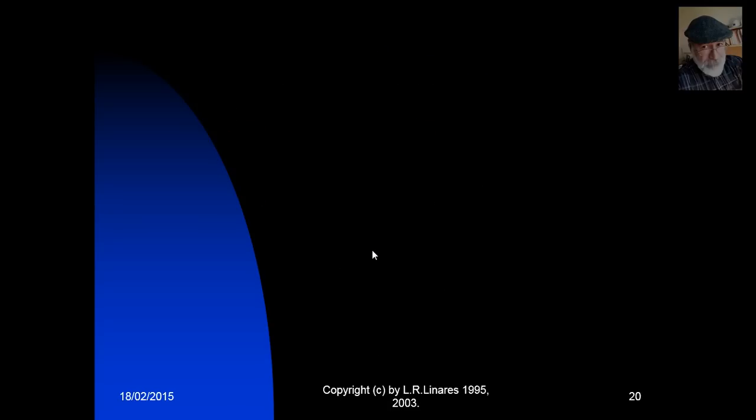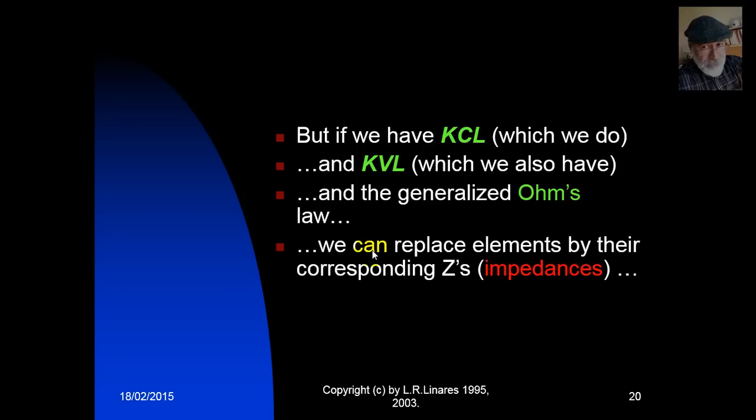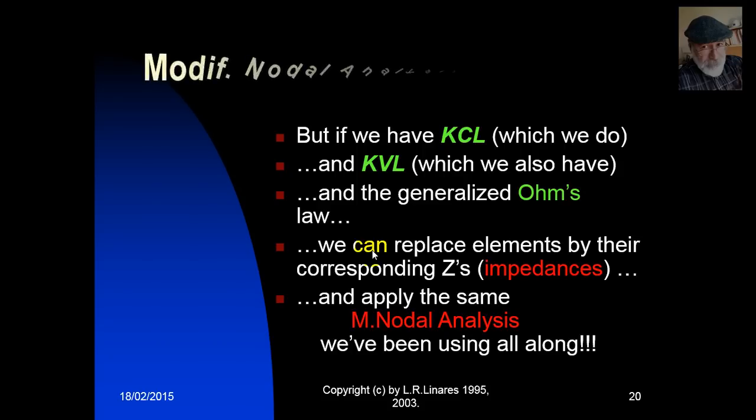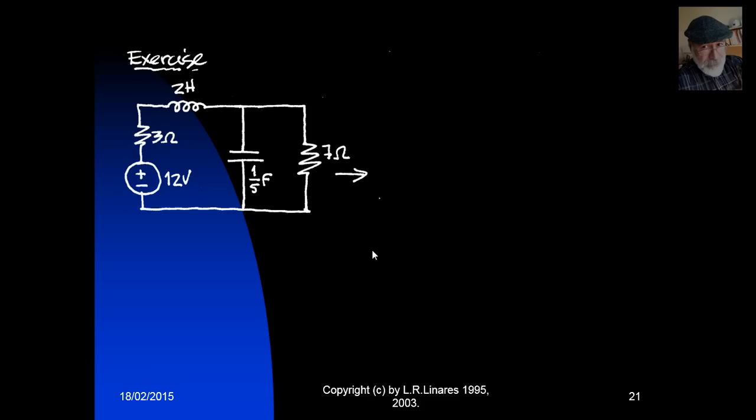So remember, we can use simplifications, Y to deltas, delta to Y's. We can use modified nodal analysis, loop analysis. We can find Thevenin equivalence using p operators. But if we have KCL, which we do, and we have KVL that we also have, and we have Ohm's law, of course we can replace elements by their Z, by their impedances, and use modified nodal analysis the way we have been all along.